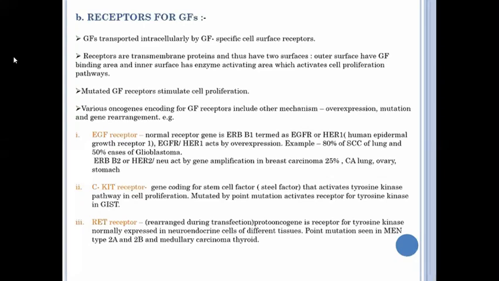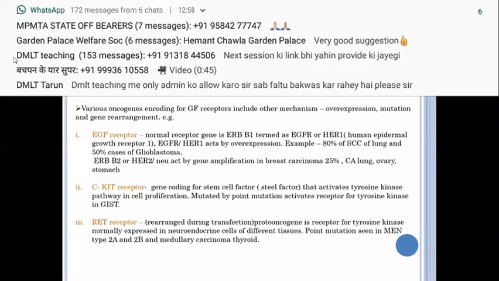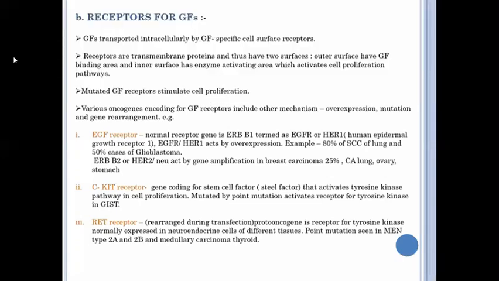They will mutate, giving the receptor called GIST, the gastrointestinal stromal tumors. The RET receptors are rearranged during transfection. So the proto-oncogene is a receptor for the tyrosine kinase normally expressed in the neuroendocrine cells of the different tissues. A point mutation is seen in MEN type 2A and 2B and the medullary carcinoma of the thyroid.